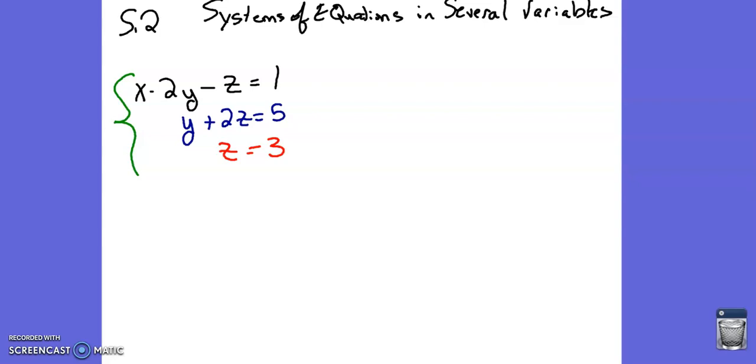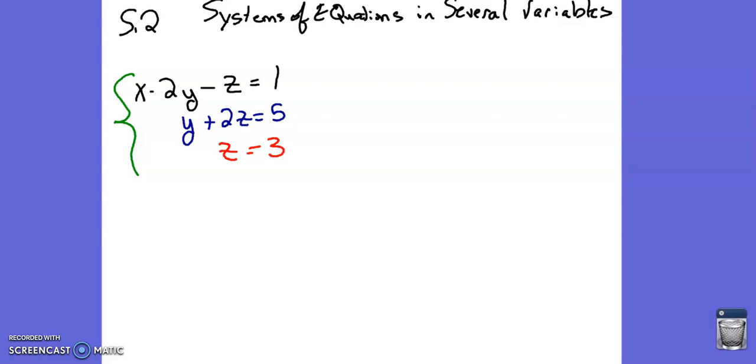This is 5.2, systems of equations in several variables. So last lesson we learned and reviewed how to solve a system of equations with only 2 variables. Now we're going to extend that to 3 variables, or even you can go even further, 4 variables, 5 variables. And so we're going to look at that.